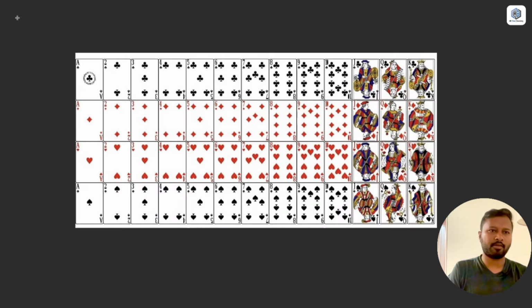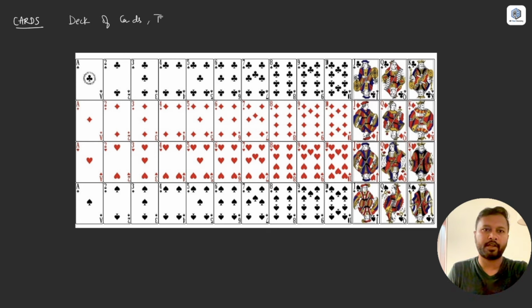All right, so let's talk about cards now. Okay, a deck means the whole set of cards, and it has a total of 52 cards. These are all 52 cards which you can see right now on the screen. So there are different names for them. These ones are called spade. The symbol is for spade, this symbol.